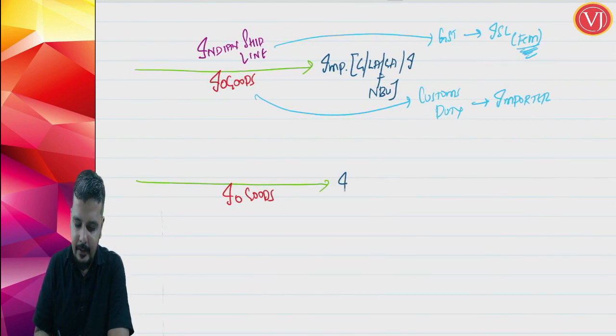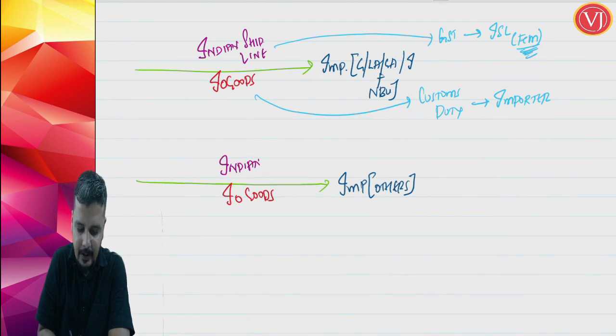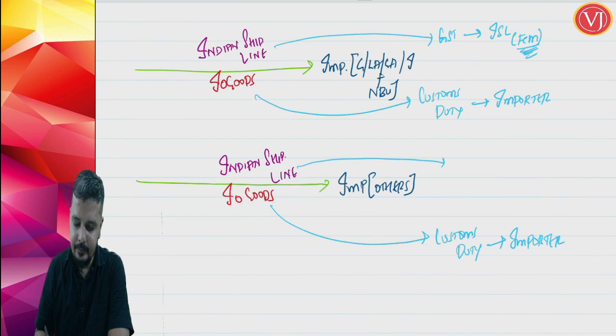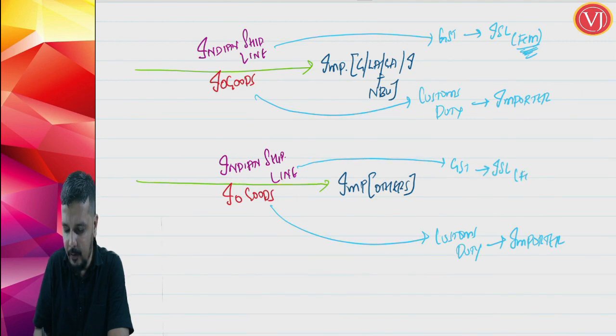Now if I tell you the importer is the others category, even then the answer will remain the same, if it is an Indian shipping line. On import of goods, that'll be customs duty. The importer will pay customs duty. On the freight services paid to the Indian shipping line, that'll be GST, which will be paid by the Indian shipping line under forward charge mechanism.